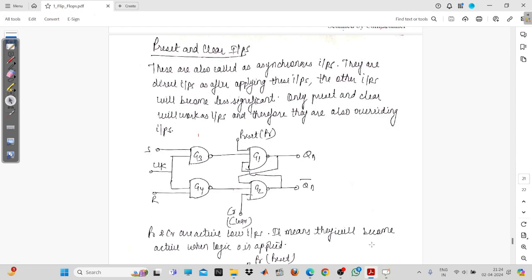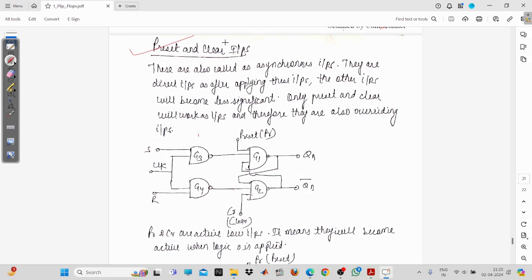So today we are going to understand the preset and the clear input. Why are we requiring this preset and the clear input? Suppose you want to set the flip-flop before applying any clock pulse, then with this preset you are setting the flip-flop output as 1 before applying any clock pulse. Fine. Then in that case, preset will be used.